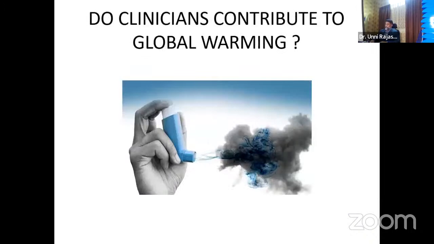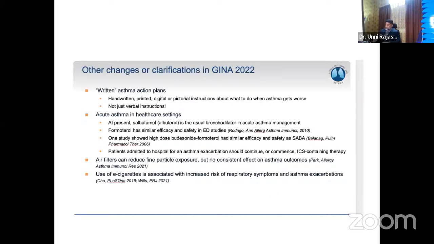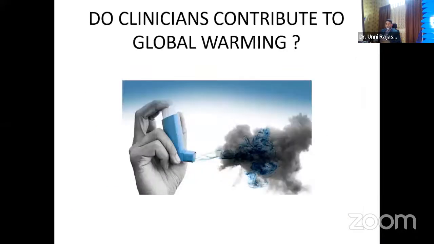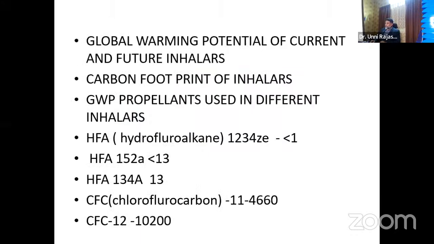So this is in a nutshell about GINA and its topics related to COVID-19. So let's discuss some facts. Do clinicians contribute to global warming? It's an interesting fact I noticed. Global warming potential of current and future inhalers. So there's a carbon footprint for inhalers, not just inhalers, whatever we use in our daily life, there is a carbon footprint.